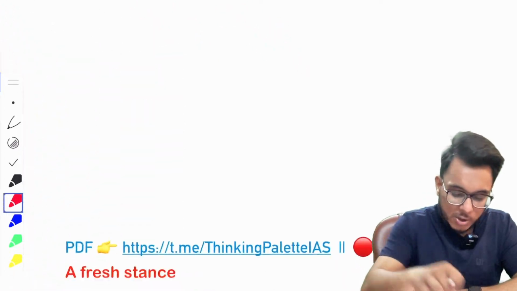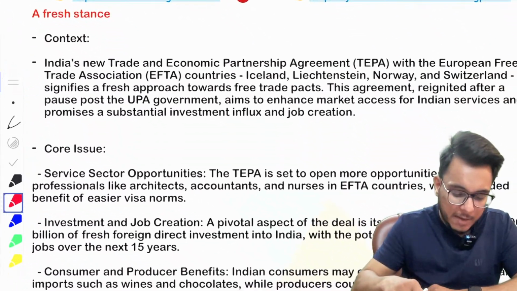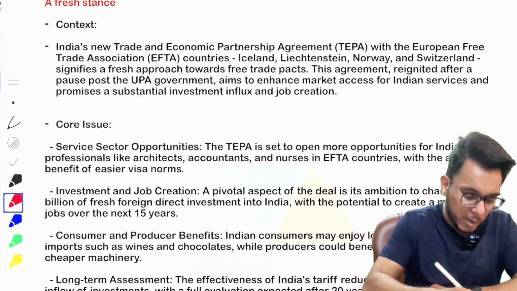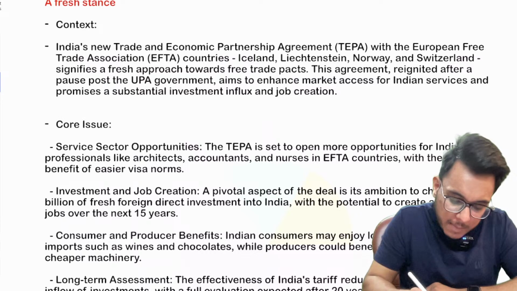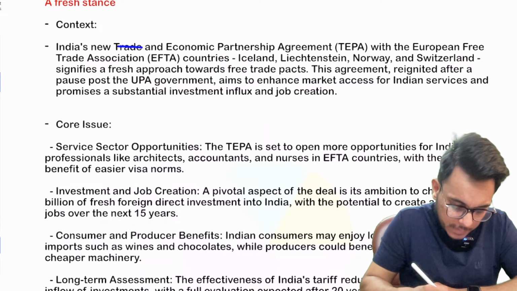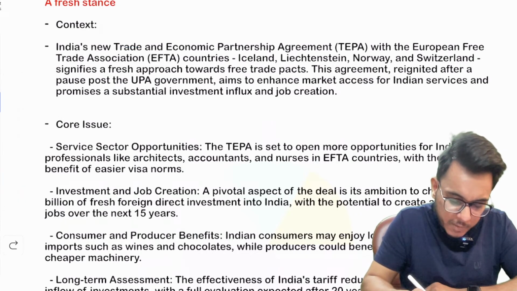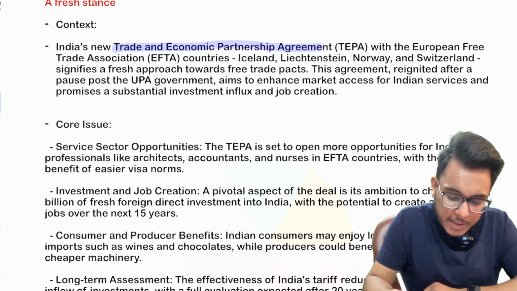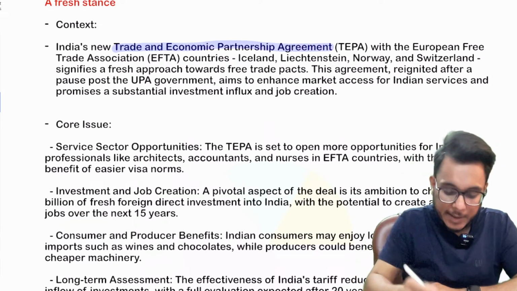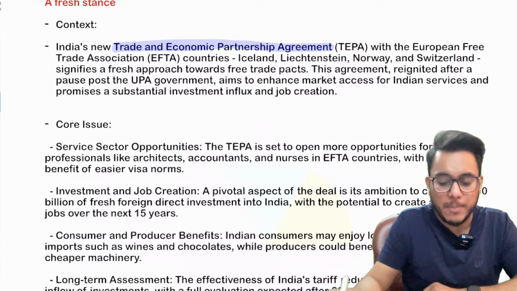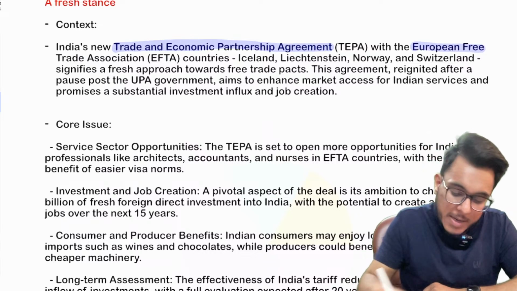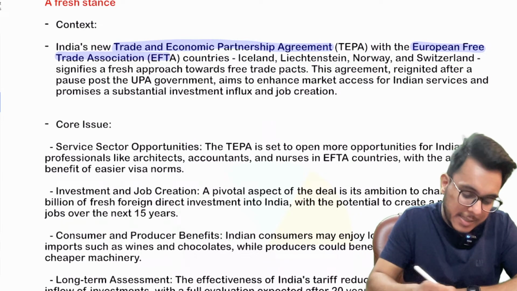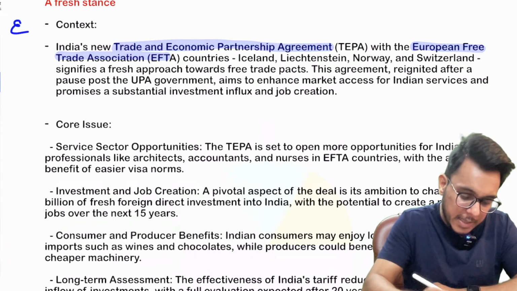Now, first of all, before going into this article, let me give you certain background information. Actually what has happened recently, India has come out with the Trade and Economic Partnership Agreement, TEPA. Now this TEPA agreement has been signed with the European Free Trade Association countries, EFTA countries.